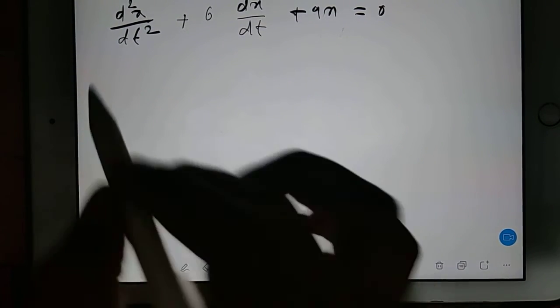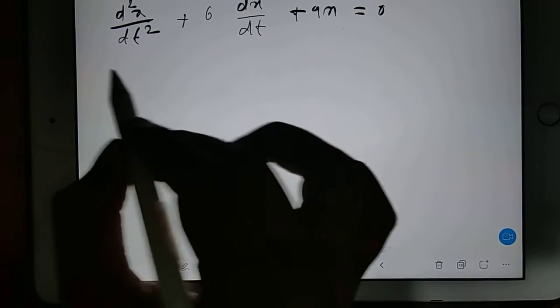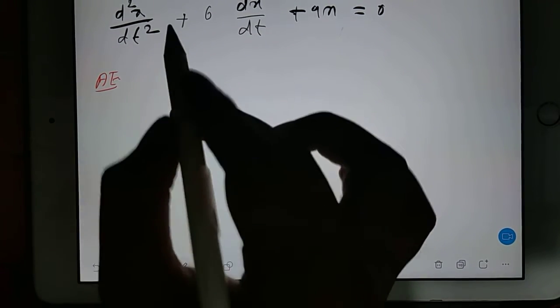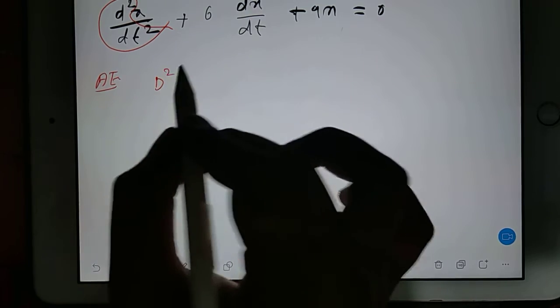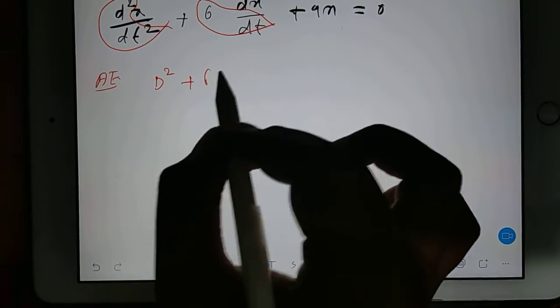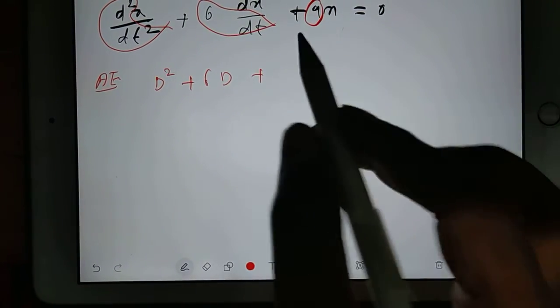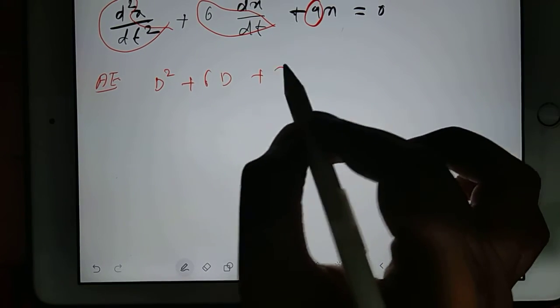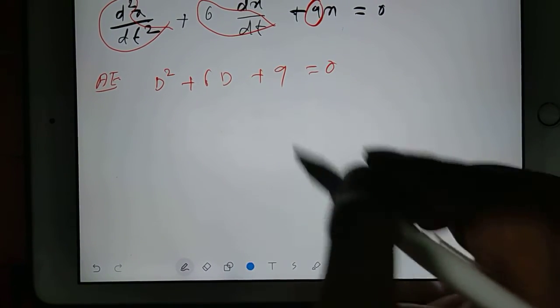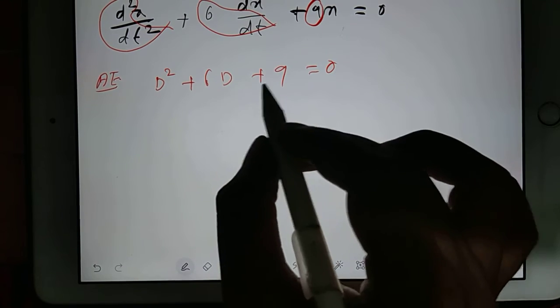Okay, go ahead now. Solve this. So directly I am writing the auxiliary equation. That is nothing but I will take this portion, that is D square. Then I will take this portion, that is 6D. Then what is this? 9. 9 is equal to 0. Now you solve this, you will be getting two values for D.